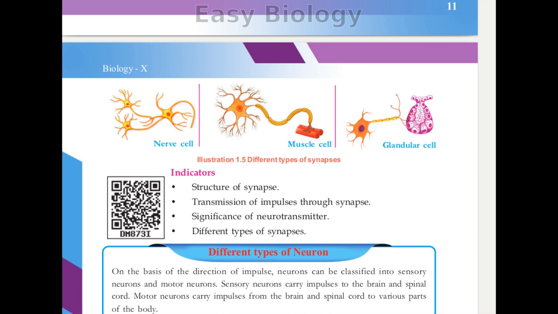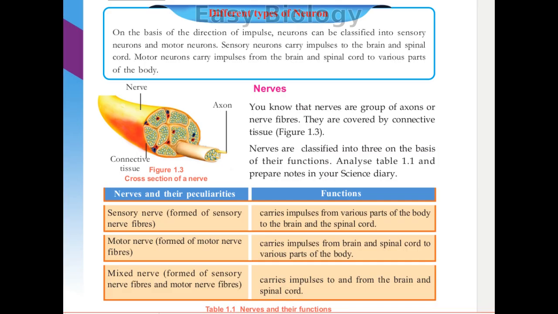Next we can study how nerves are classified on the basis of their function. On the basis of their function, nerves are classified into three. They are sensory nerve, motor nerve and mixed nerve. Sensory nerve is formed of sensory nerve fibers. And what is its function? It carries the impulses from various parts of the body to brain and spinal cord.